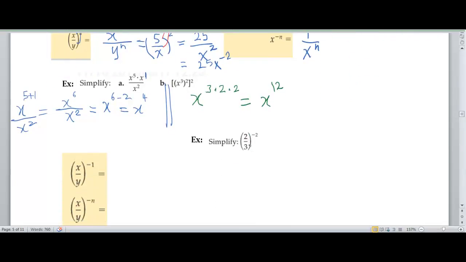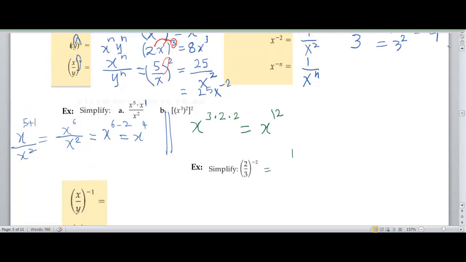So 2 over 3 raised to the -2 power. What I'm going to do here is, this negative exponent tells me to move it down. So if you look at this rule here, x to the -n is 1 over x to the n, so that's 1 over 2/3 squared.